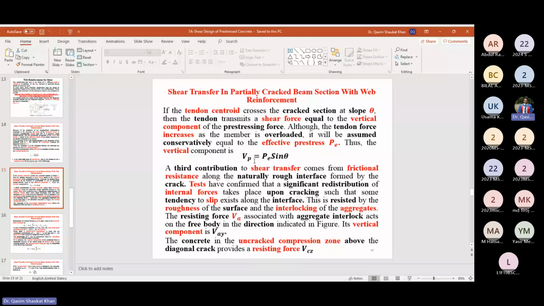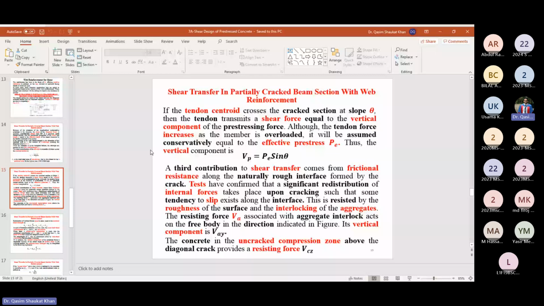A third contribution to the shear transfer comes from the frictional resistance. Now what is the third contribution? This third contribution is from the frictional resistance along the naturally rough surface formed by the crack. So whenever there will be a crack, a surface will be formed, and that surface will provide some resistance.